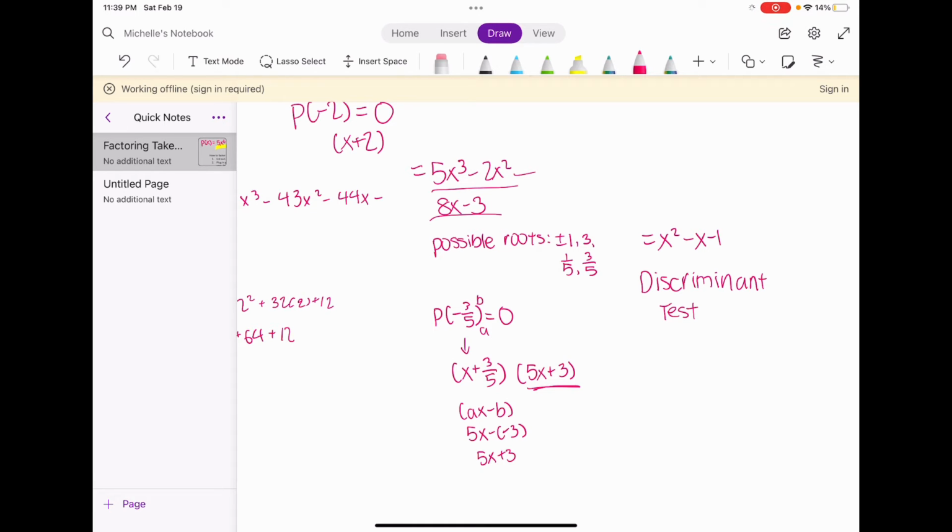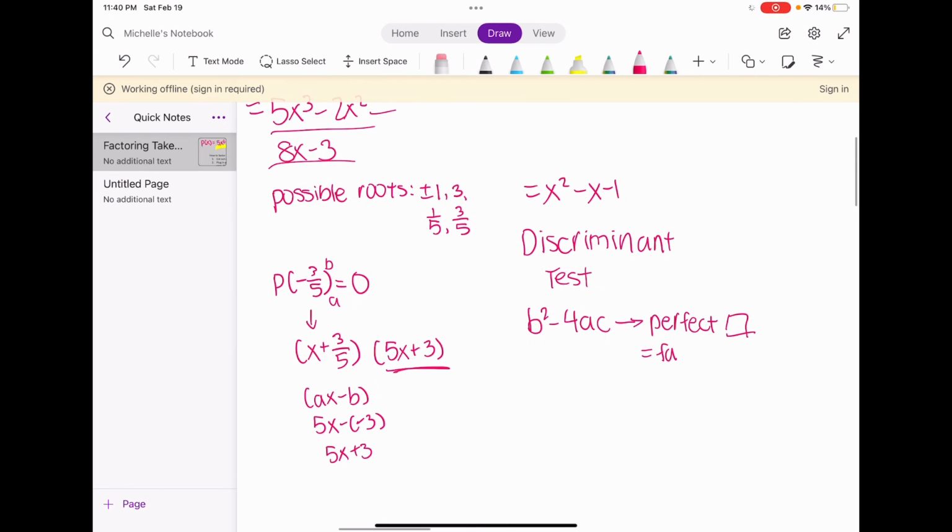I don't know, whatever. Okay, so the discriminant test for factorability states that if the result from b squared minus 4ac is a perfect square, then the quadratic equation is factorable. But if it's not a perfect square, then the quadratic is not factorable. So let's apply the discriminant test on this function that we currently have in front of us.